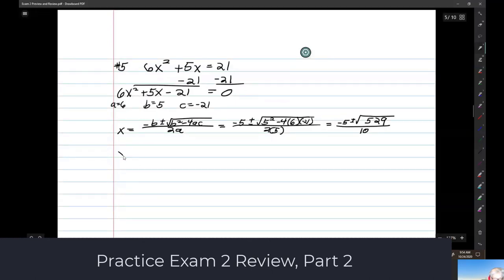So X equals negative 5 plus or minus 23 with no radical all over 10. And so that will give us negative 5 minus 23 over 10. And X equals negative 5 plus 23 over 10. And so.